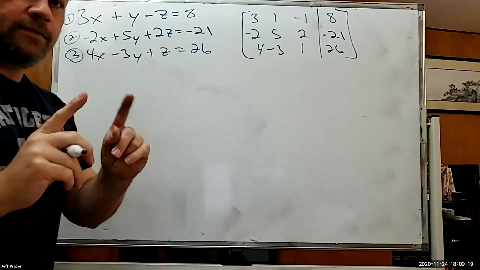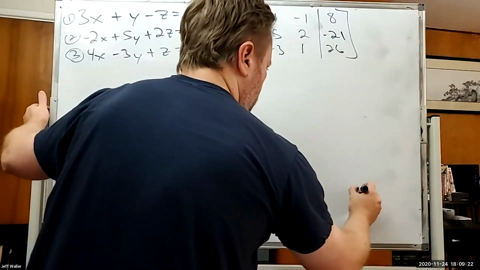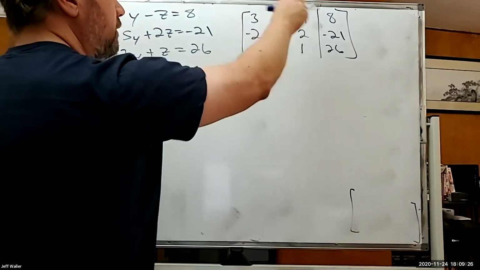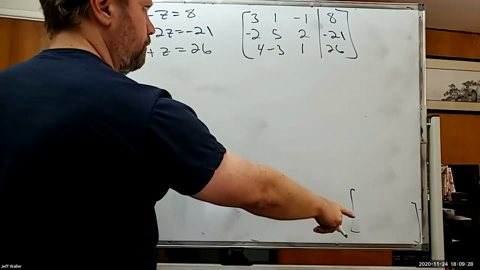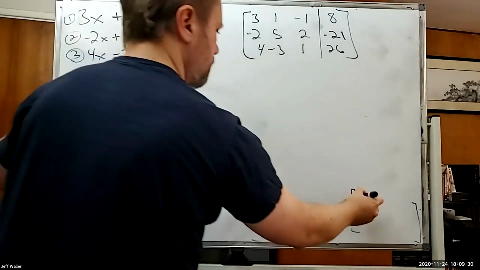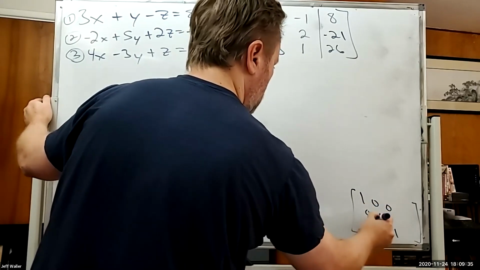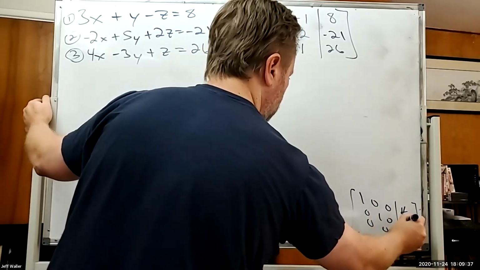What kind of sucks about this? Remember, do you remember what the goal is? What's the goal? I'm going to do some work to this. What do I want to make it look like? One's going diagonally across. Yeah. And everything else 0. And then here will be the answers.